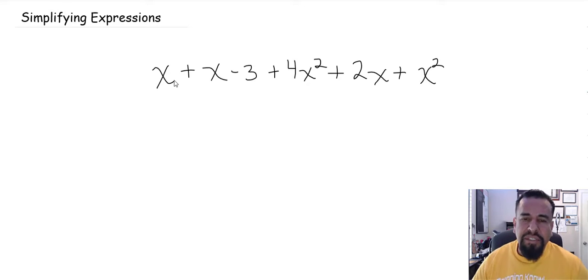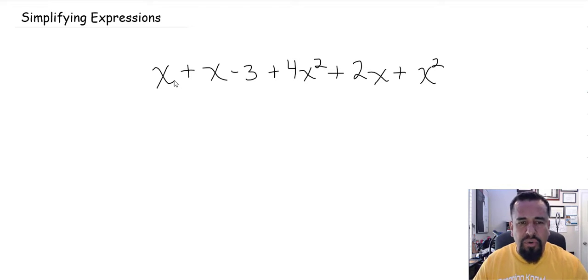What I'd like you to do is look at all the terms and identify which ones are alike, because we cannot combine things that are not alike. The example I like to give when I'm teaching in a classroom is apples to oranges. If I have 3 apples and 2 oranges, can I combine them and make 5 apples? I cannot, right? So it's the same principle here.